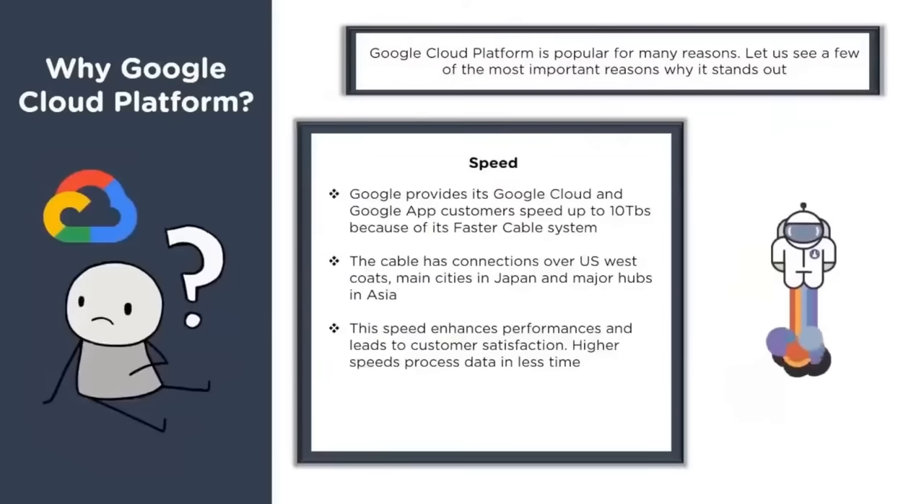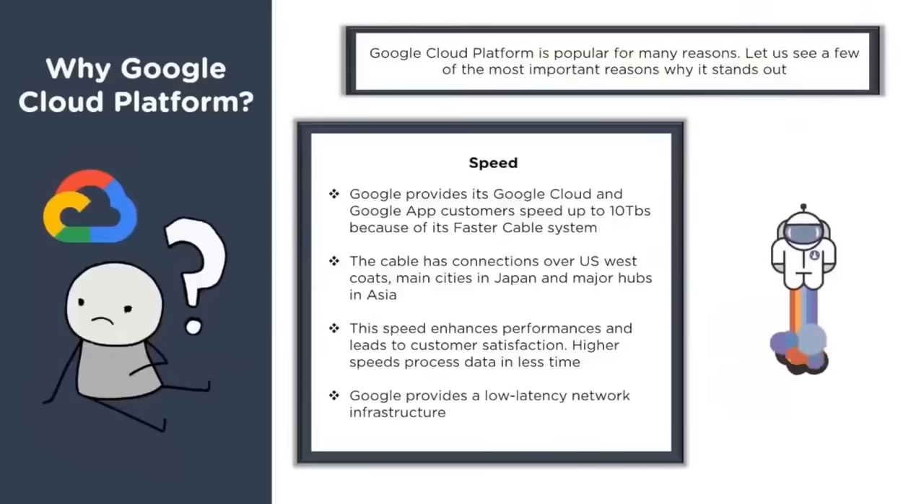Now, when we talk about customers, every customer would prefer to have low latency, high throughput based services. They would want to use higher speeds to process their data in as less time as possible. Google provides a low latency network infrastructure. In fact, you can say that when you are using Google Cloud services, you are using the services from the same infrastructure which Google uses for its popular services such as Google Search or even YouTube, which is the second largest repository which can be accessed for videos.